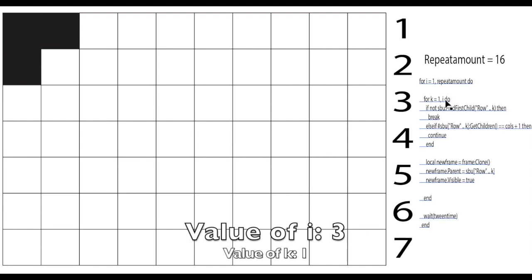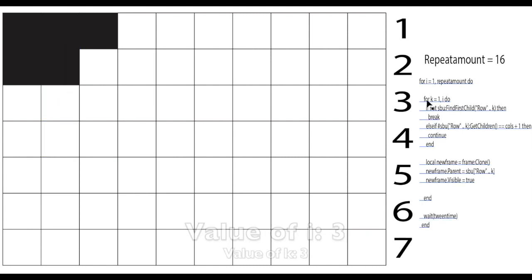We start off with k initialized to 1, and there is a row 1, and there are like 3 items inside of row 1. Thus we pass this condition, and we can clone and insert a frame into row 1. Yet again, k will increment to 2, passing these conditions, and we can insert another frame into row 2. k will increment to 3. Passing these conditions, there is a row 3, and there's only one item inside of row 3. Therefore, we can clone and insert a frame into row 3.